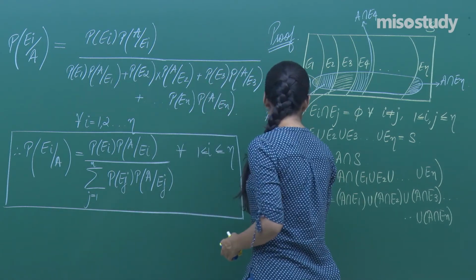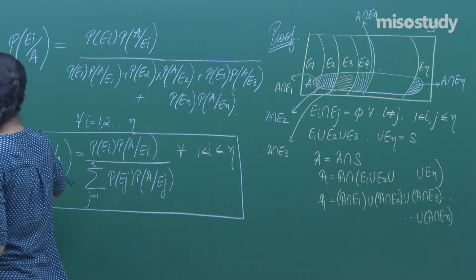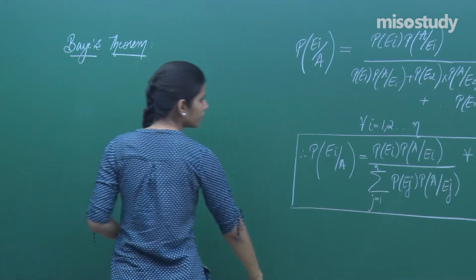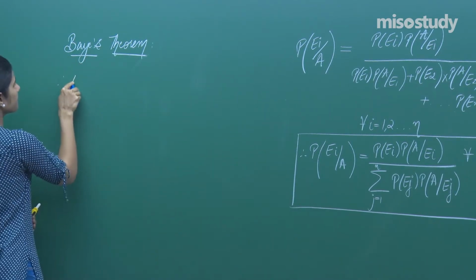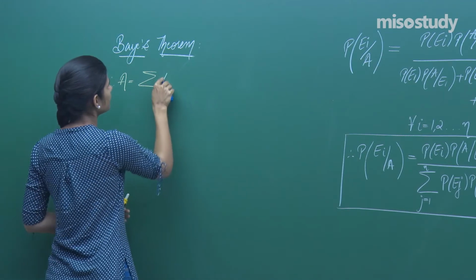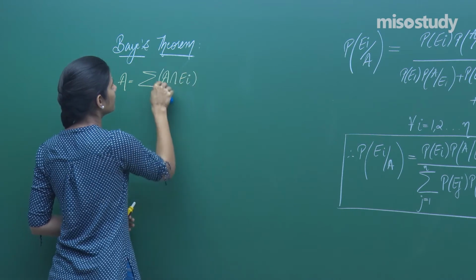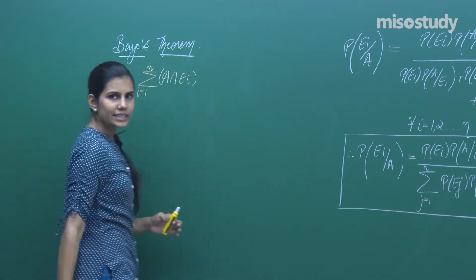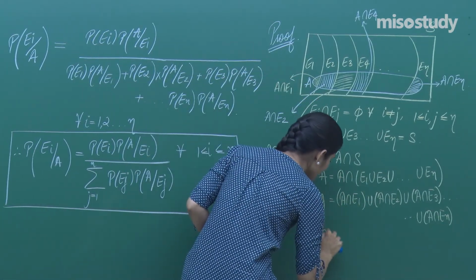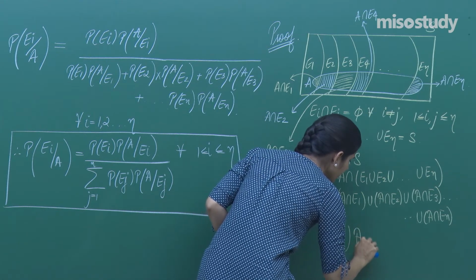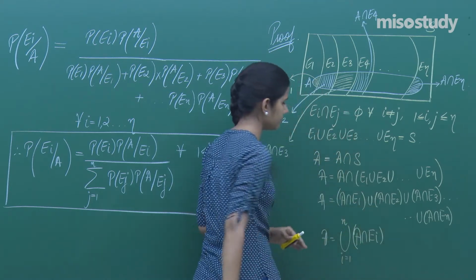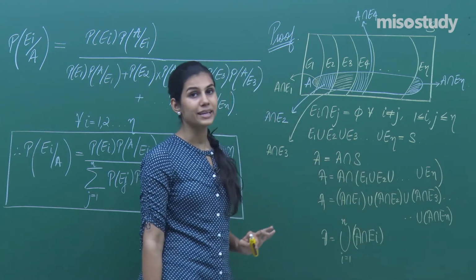If that's A, how can I write A in short? I can write A as the union of A intersection Ei, i varying from 1 to n. It's A intersection E1 union A intersection E2 union A intersection E3 and so on. So not summation, but a big union. Like this you can write.